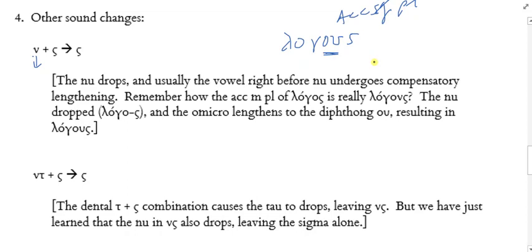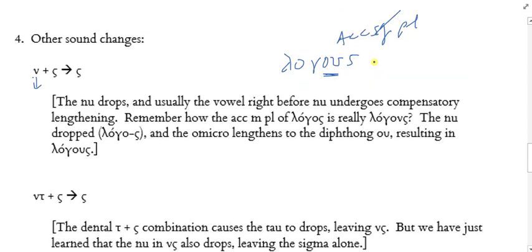How do you pronounce that word? So, logous. It's not logos, it's logous. The accent's going to be on the first syllable here, so logous. All right? So there's no nu anymore. You can't pronounce it. You shouldn't hear it.